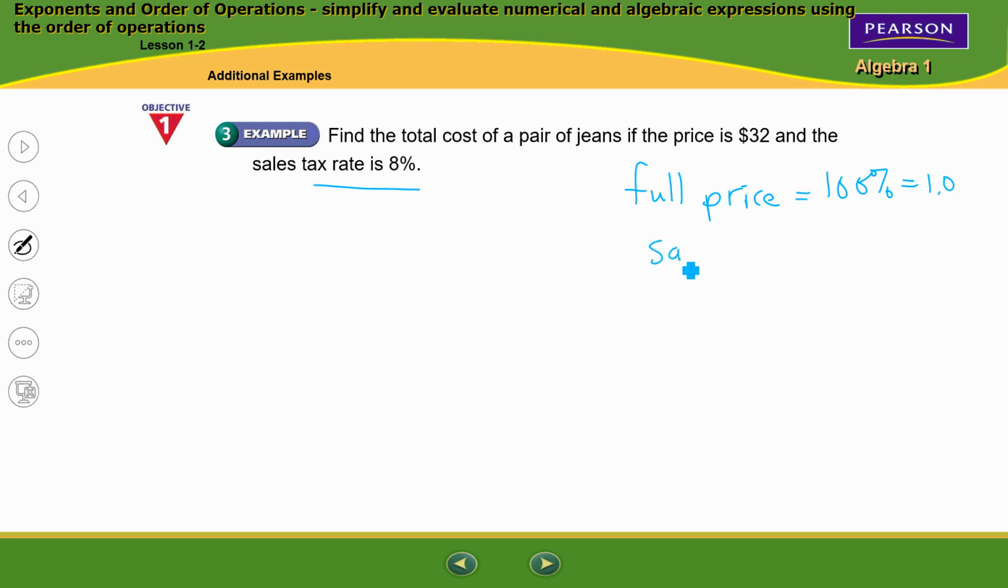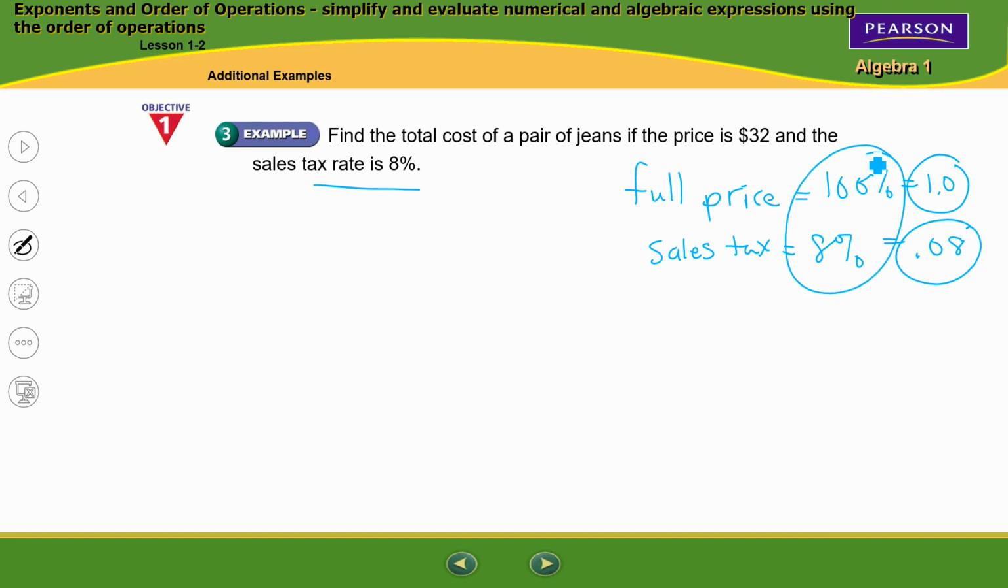Sales tax equals 8%. 8% as a decimal, as a multiplier, is 0.08. So what am I doing? I'm taking total price, which is 1.0, and I'm adding the sales tax, which is 0.08. So technically, we're paying 108% of that item when we're all said and done. 108% as a multiplier is 1.08.